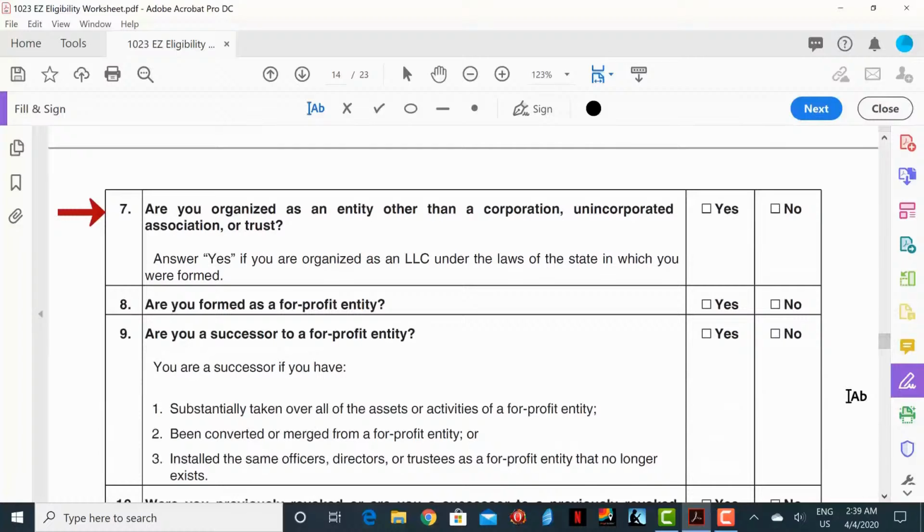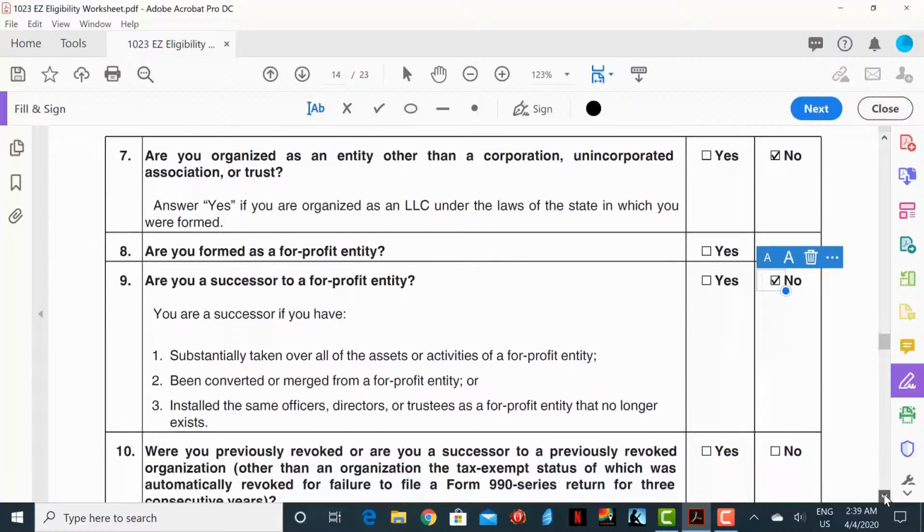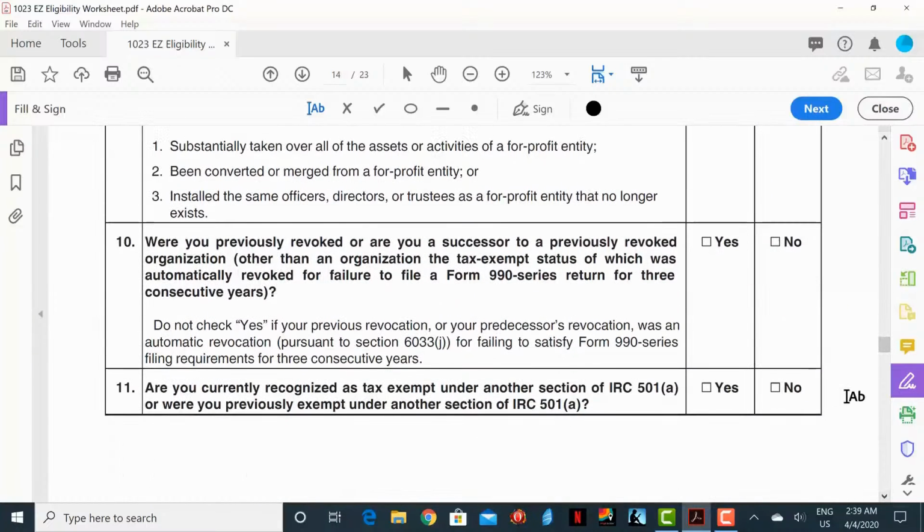Question 7. Are you organized as an entity other than a corporation, unincorporated association, or trust? No. 8. Are you formed as a for-profit entity? No. 9. Are you a successor to a for-profit entity? No. 10. Were you previously revoked, or are you a successor to a previously revoked organization? No.